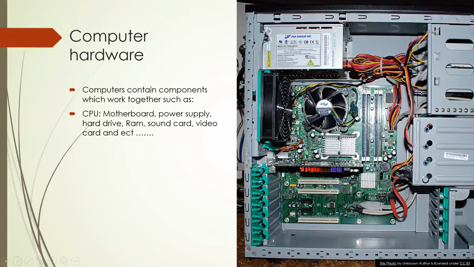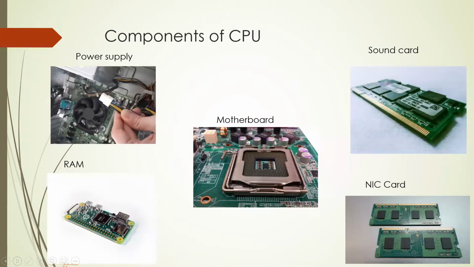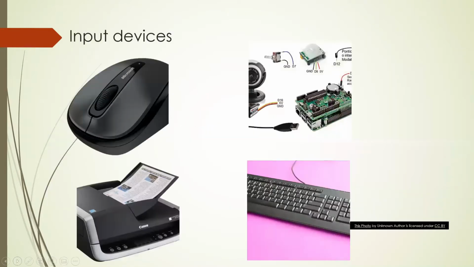Computer hardware. Computer hardware is a computer that contains components which work together, such as a CPU. A CPU is a vital component of a computer desktop tower, and it contains parts such as a power supply, motherboard, sound card, an IC card, and RAM.